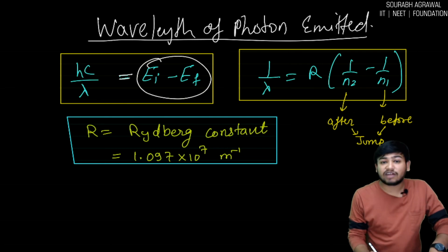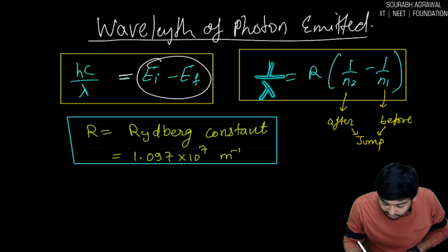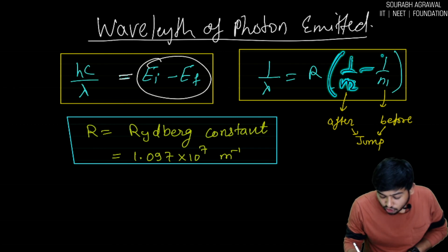So by keeping that formula there, putting the value of h and everything, we got 1 by lambda. 1 by lambda means 1 by wavelength. 1 by wavelength is equal to R, a constant, into 1 upon n2 minus 1 upon n1.